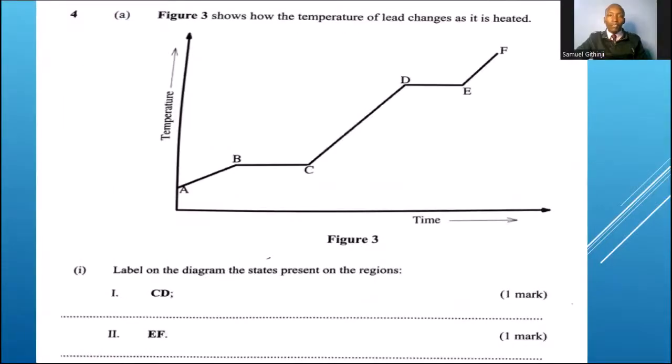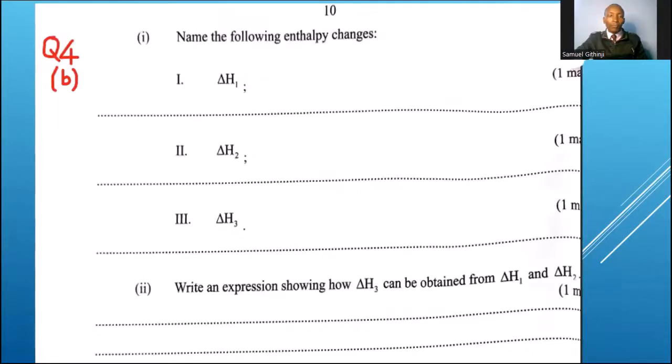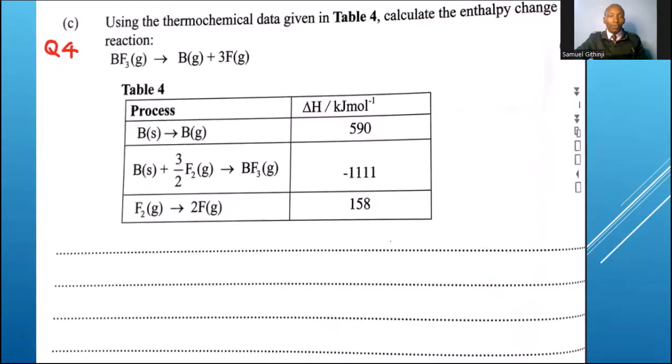You can see now that is question 4. There's a heating curve there. Form 1 work. Then question 4 continues, taking you to part B, some bits of energy changes. Question 4 continues, moving on to part C.